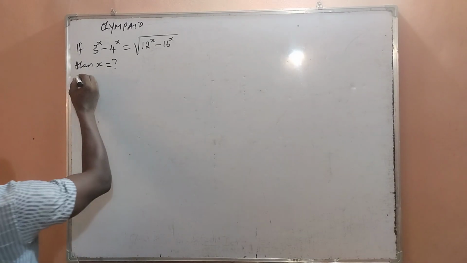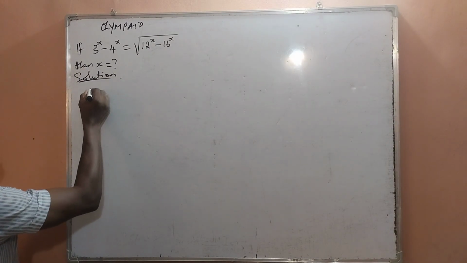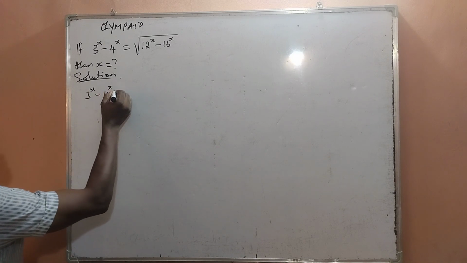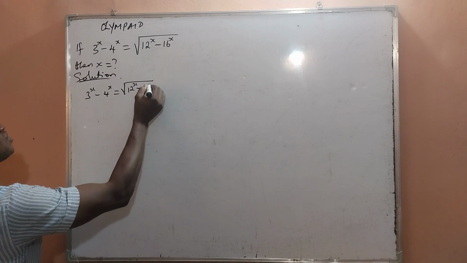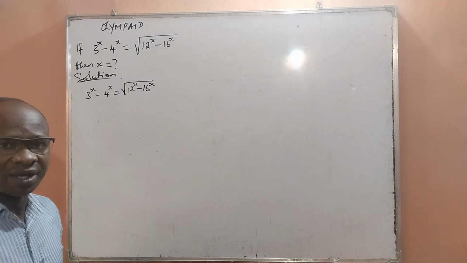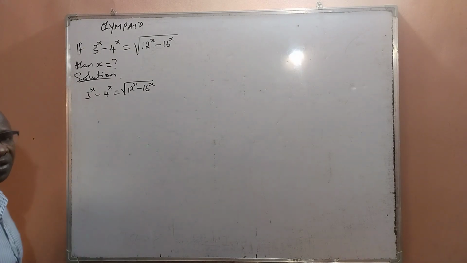Alright, solution to the question. 3 raised to the power x minus 4 raised to the power x is equal to the square root of 12 to the power of x minus 16 to the power of x. That is the given question. The first step I will take is to square both sides of the equation.